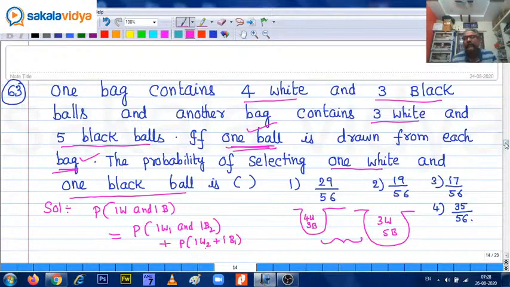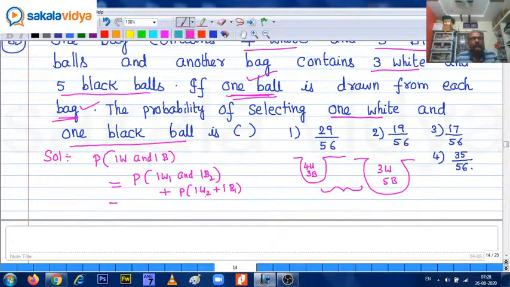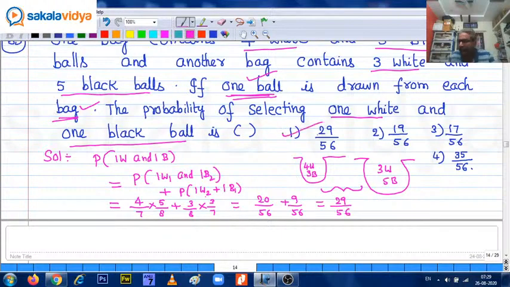So this we can write like this. Probability of selecting one white ball from here is 4/7. One black ball from second bag is 5/8, plus one white ball from second one, that is 3/8. One black ball from first bag, that is 3/7. 20/56, 9/56. This will be 29/56. So first option is the right option.